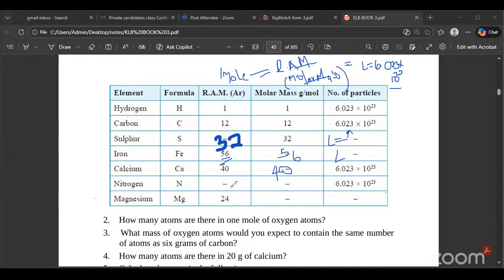Are you saying hydrogen, teacher, or nitrogen? No, nitrogen. This one now, we are in this one. Let me circle that one. Nitrogen is number 7. It is number 7, isn't it?